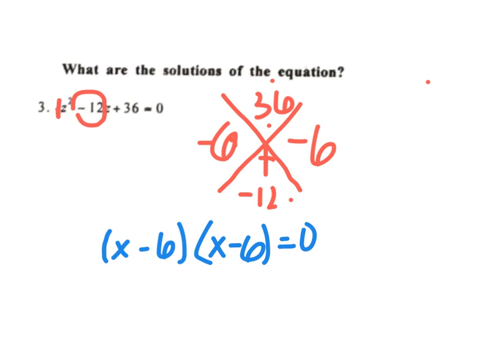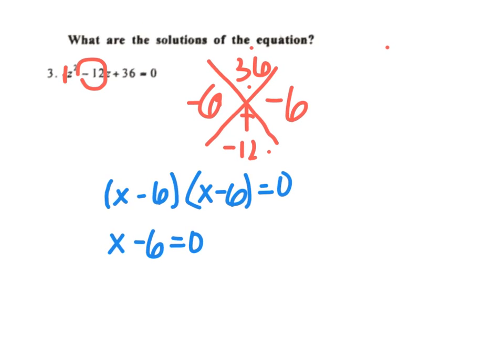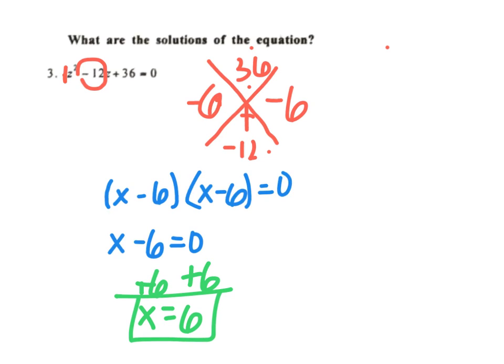We're going to set them both equal to 0, but they're the same, so I'm only going to do it once. Remember, you need to add 6 to both sides to get x by itself. So we're going to do plus 6, and you get x equals 6. And that is your final answer.